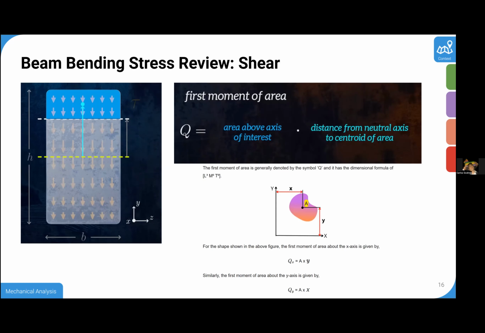The video should explicitly say "or below." If you're doing that, you can also look at this right here in the slides for what else the area moment or first moment of area is. Too many words.